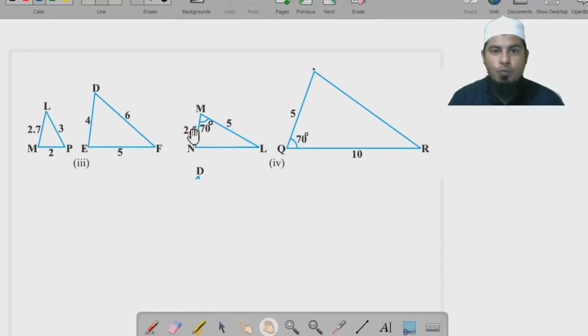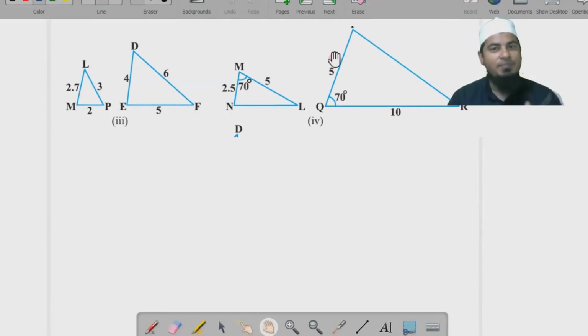Fourth one, 2.5, exactly double, or sometimes triple. Correct. For 5, I am having exactly double, which is 10, so they can be corresponding. Now the included angle of these two sides is 70 degrees. Yes, it's correct. So these two triangles are similar by the SAS similarity criterion.